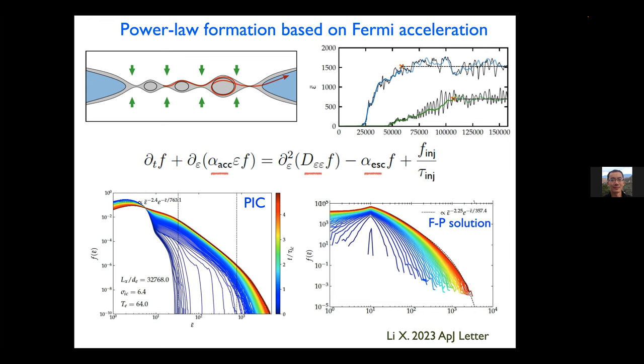And we use actual Monte Carlo trajectories to systematically figure out those acceleration coefficients and the escape term, similar to Vladimir and Wong's paper, to derive those coefficients. The resulting spectrum we got is very similar to the PIC simulation results. So we are very happy about the agreement we have seen so far.